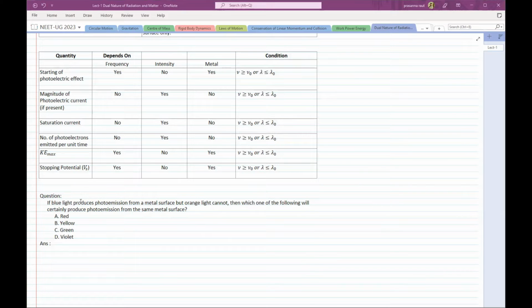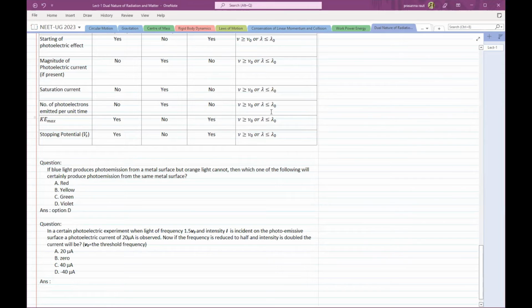Next question. These are of course again basic questions. Next question here is for you. Try to solve this one. Try to answer this one.